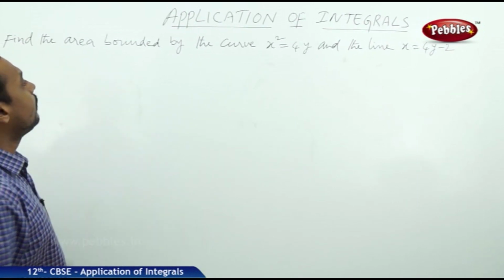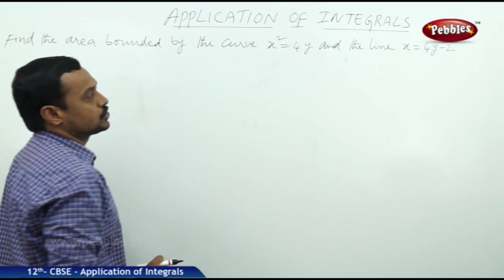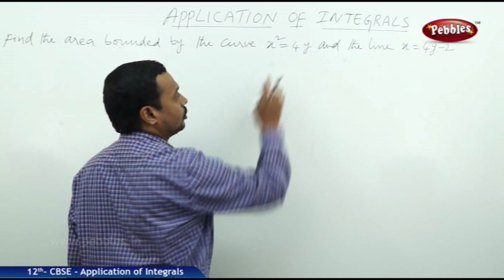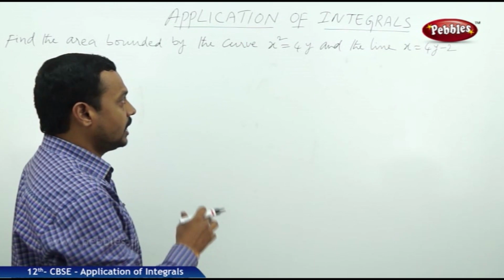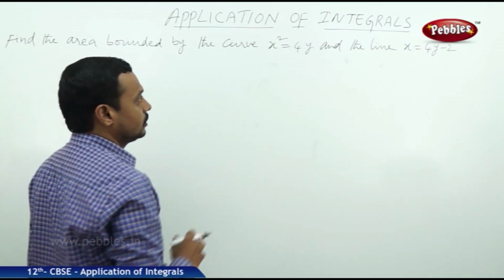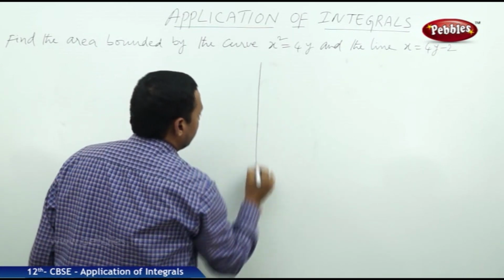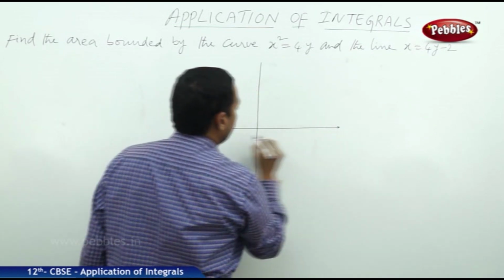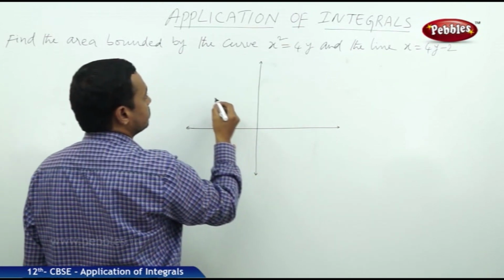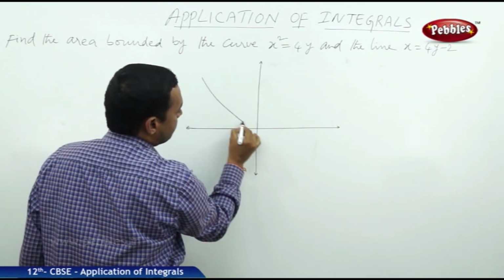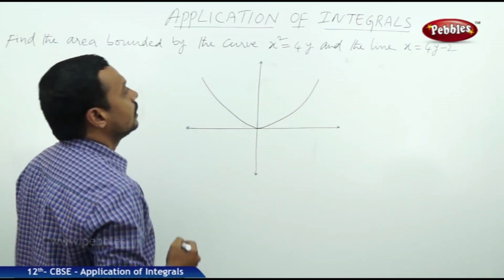Find the area bounded by the curve x square is equal to 4y and the line x is equal to 4y minus 2. Again, x square is equal to 4y represents a parabola and x is equal to 4y minus 2 represents a straight line. Area bounded by the parabola and the straight line. Now, x square is equal to 4y. It represents a parabola symmetric about the y-axis. Like this.